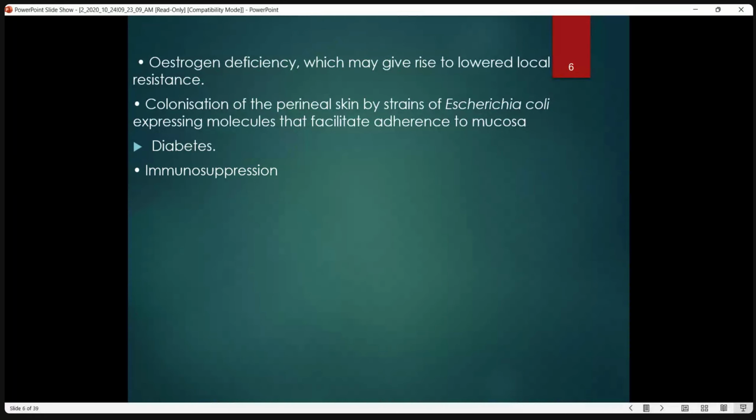And this infection can bring about diabetes, immunosuppression, but this takes time. What I'm trying to tell you today is that you go to the OC and have them test for E. coli. If they find E. coli in the urine, and the urine is not contaminated, then this indicates an infection.